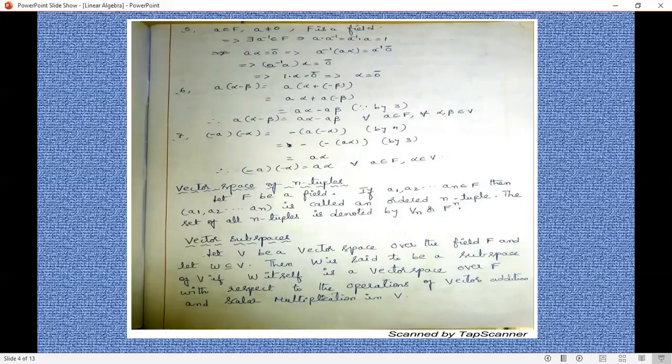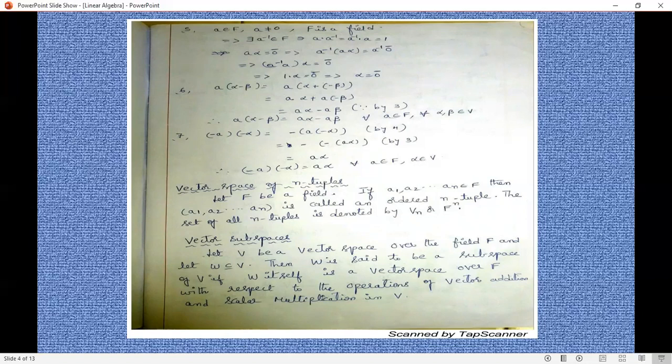0 bar into anything equals 0 bar implies A into A inverse equals A inverse into A into alpha equals 0 bar implies 1 into alpha equals 0 bar implies alpha equals 0 bar. Next one is A into (alpha minus beta) equals, we are writing this as A into (alpha plus minus of beta) equals A alpha plus A into minus beta.